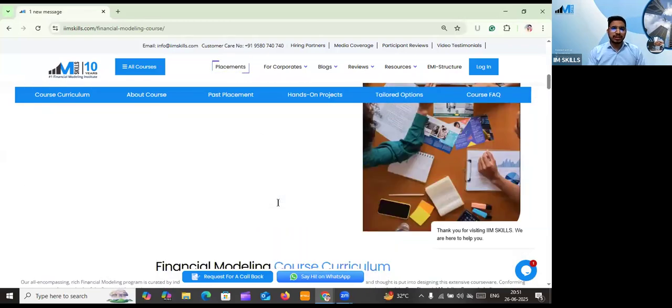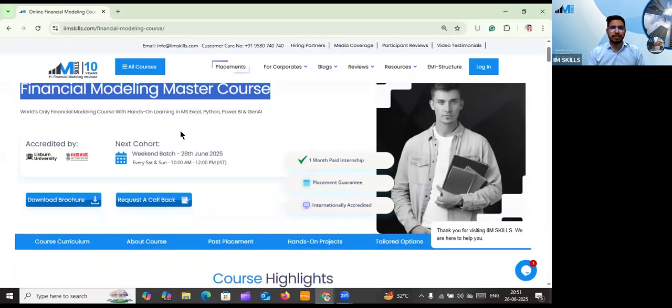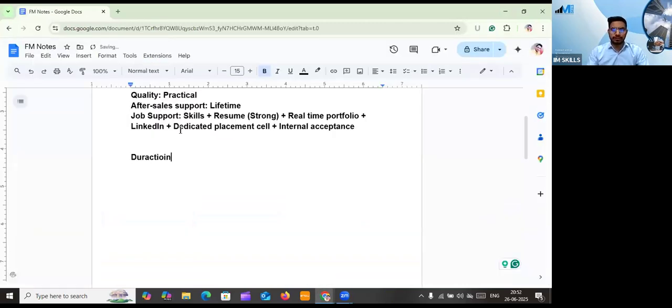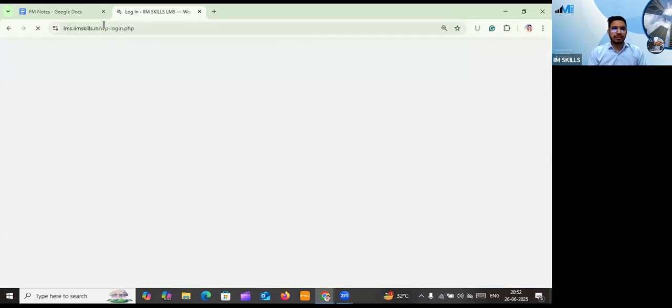The course that we are offering here at IM Skills is called Financial Modeling Master Course. You already have the brochure of it. This particular course will take a total of 4 months. Duration will be 4 months. Classes will be every Saturday and Sunday, 10 a.m. to 12 p.m. I will open another tab for you because this is important to show.